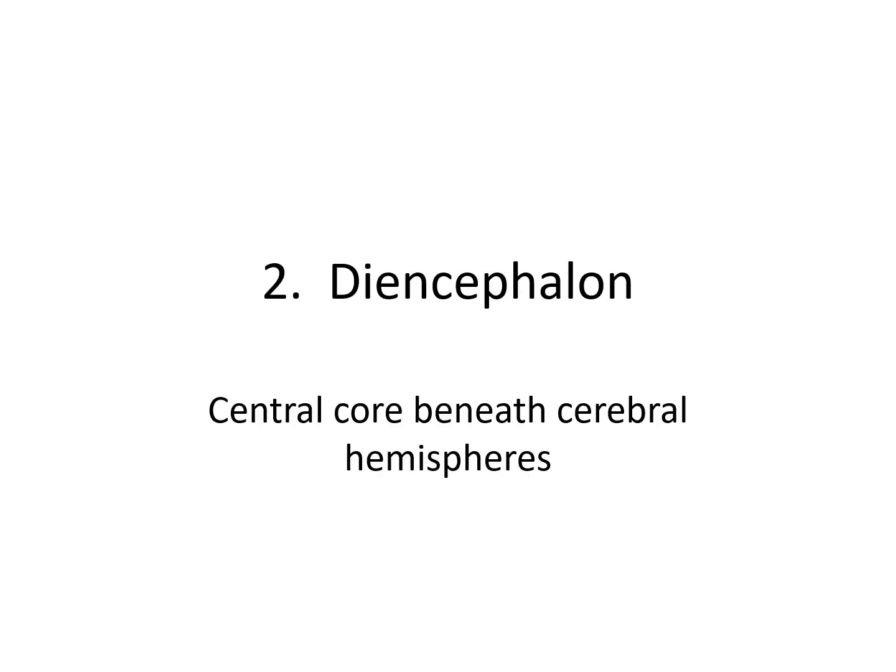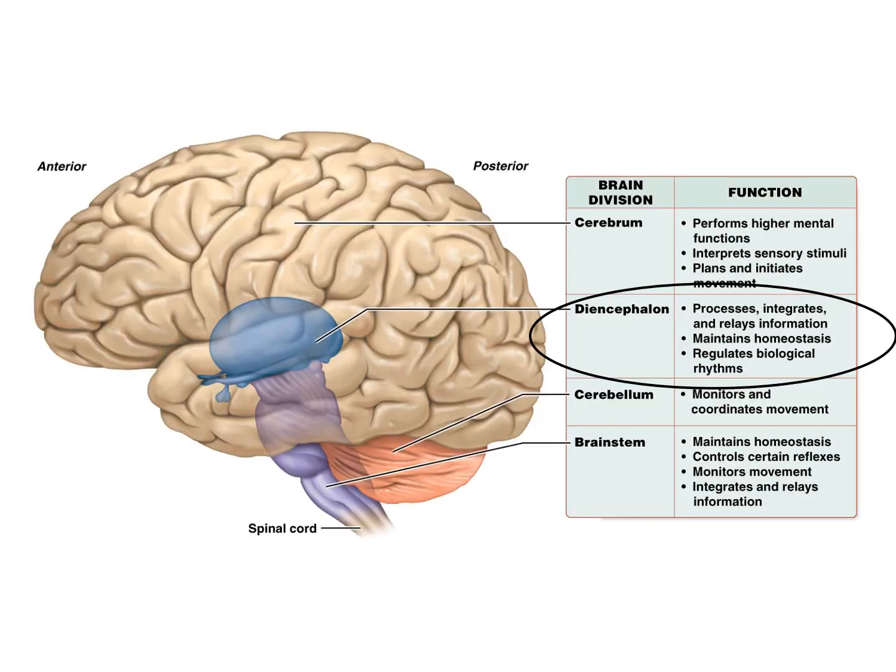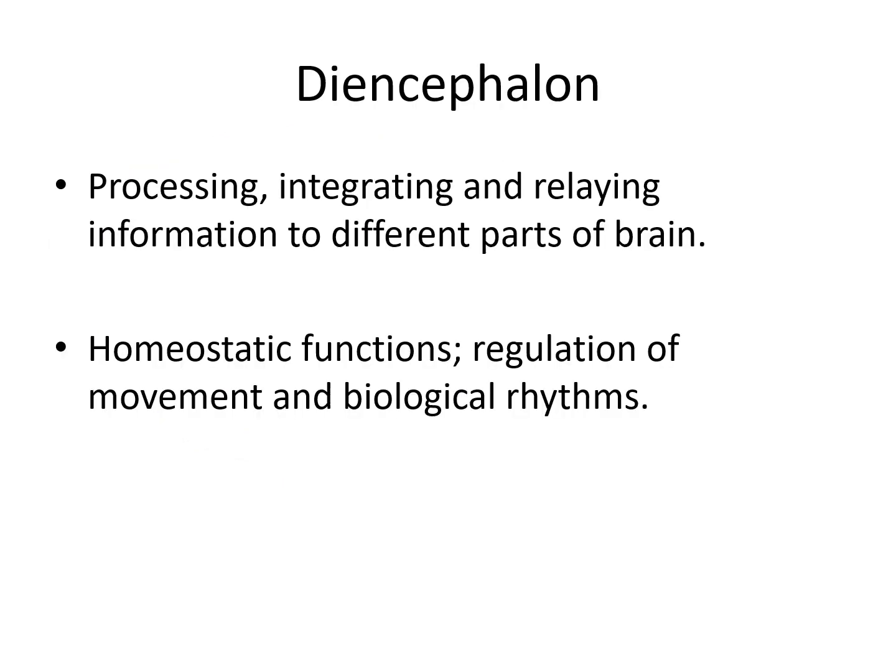The diencephalon. This is the central core beneath the cerebral hemispheres. If we look at it, it's sort of like a little peach pit in the very center of the brain. Its central localization is reasonable based on its functions, as it's important for processing, integrating, and relaying information to different parts of the brain. So again, structure reflects function. It also has homeostatic functions such as regulation of movement and biological rhythms.